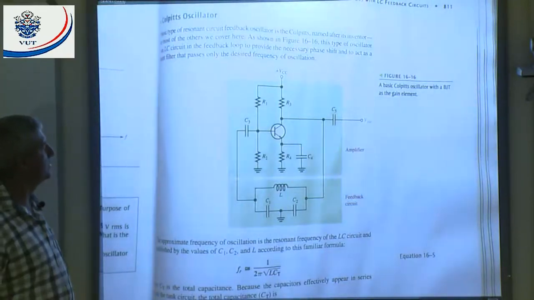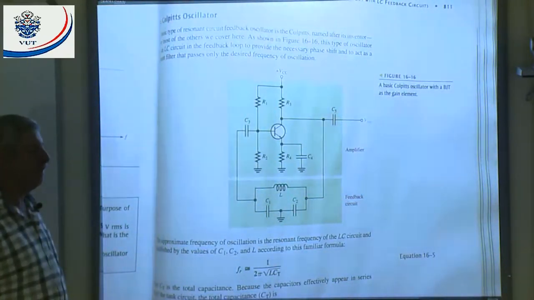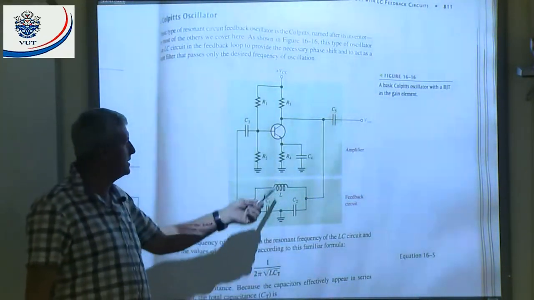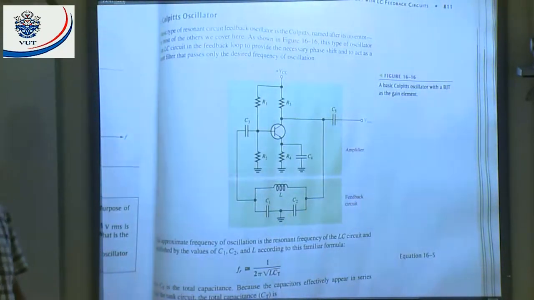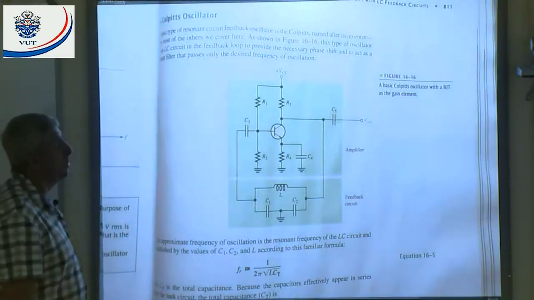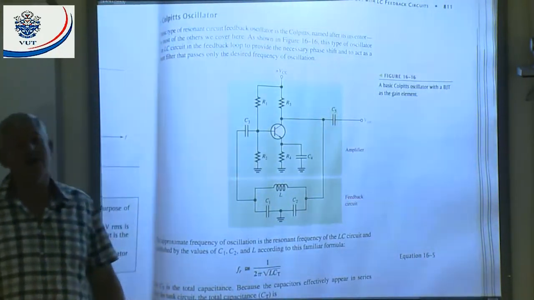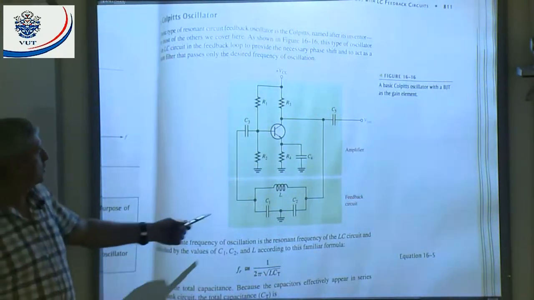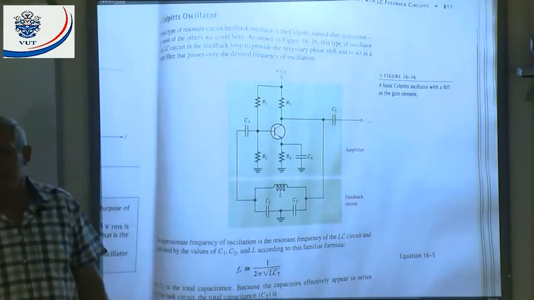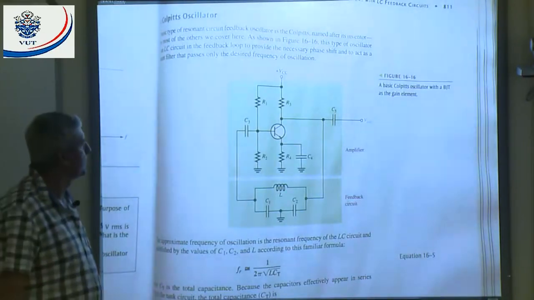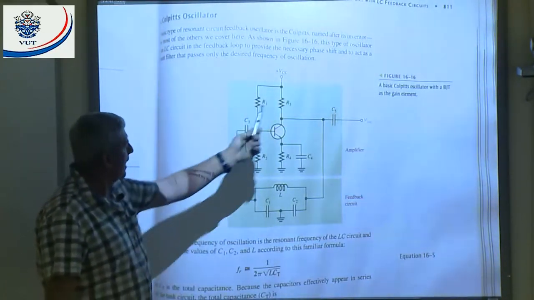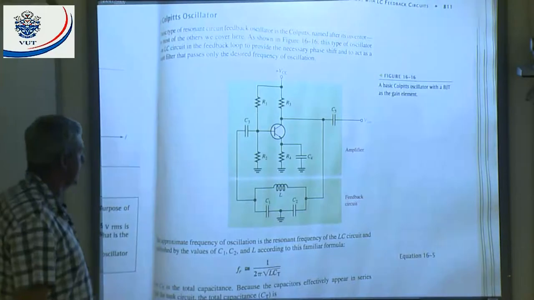I always tell the students, think about Colpitts capacitor. It will have two capacitors and one coil, all right, or inductor. Two capacitors, one inductor, then you know it's a Colpitts. We're going to look at the Hartley oscillator. The Hartley will again have two inductors and one capacitor. All right. Just the way to remember. All right. There's my oscillator, amplifier with my feedback circuit.